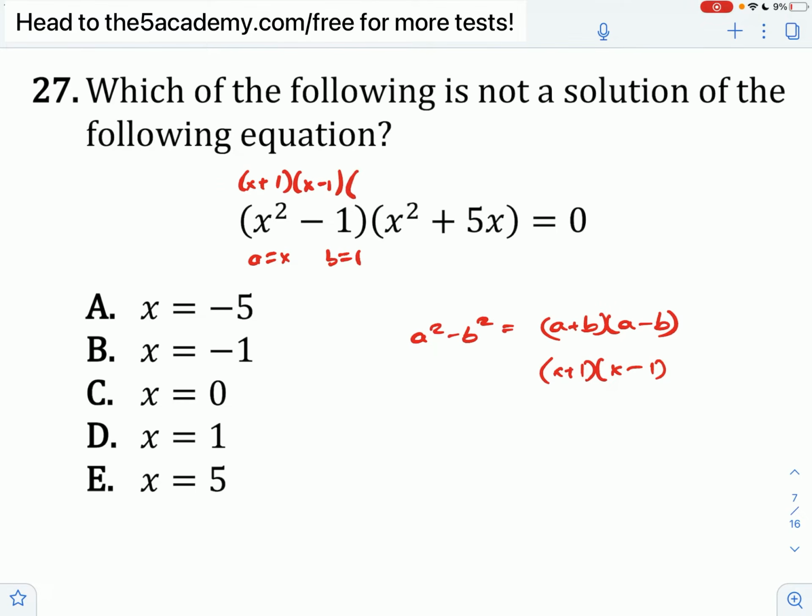All right, then this part, I can factor out an x, just divide both of those by x, and then what I'm left with is x plus 5, and all that equals 0. Now I can set each of these to be equal to 0. X equals 0, and then x plus 5 equals 0, so x equals negative 5. And then if I solve each of these for x, I get all the solutions.